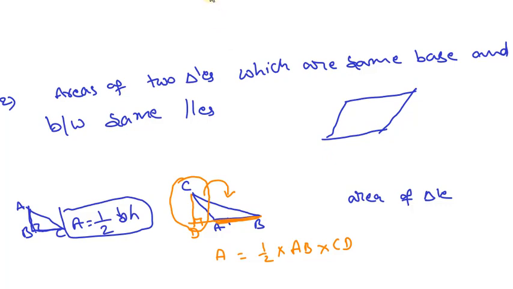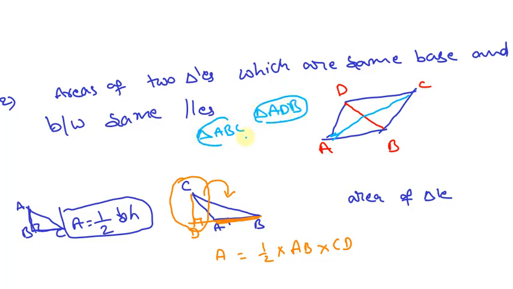I have taken a parallelogram. Let us assume that ABCD is a parallelogram in which BD is one diagonal and AC is another diagonal. So here we got two triangles, triangle ABC and triangle ADB. These two triangles have the same base, that is BC.